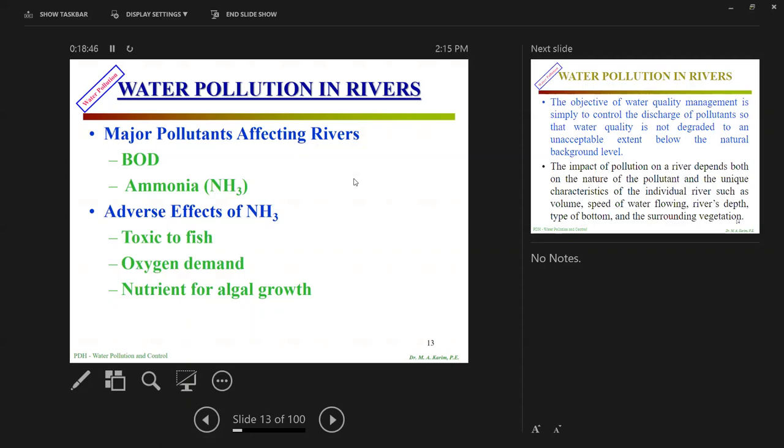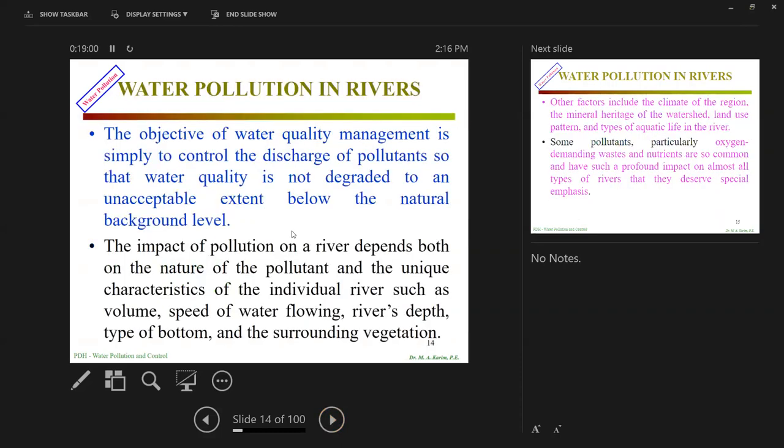So the adverse effects of ammonia: it could be toxic to the fish, it is oxygen demanding, and it's a nutrient for algal growth, the nitrogen part, not the hydrogen part, which can be separated and become a nutrient. So the objective of water quality management is simply to control the discharge of pollutants so that the water quality is not degraded to an unacceptable extent below the natural background. So what is the natural background level? Natural background level means whatever the water is here, but it is available for some kind of intended use. It is not 100% blocked for usage or anything like that. So that's why it should be a kind of background level.